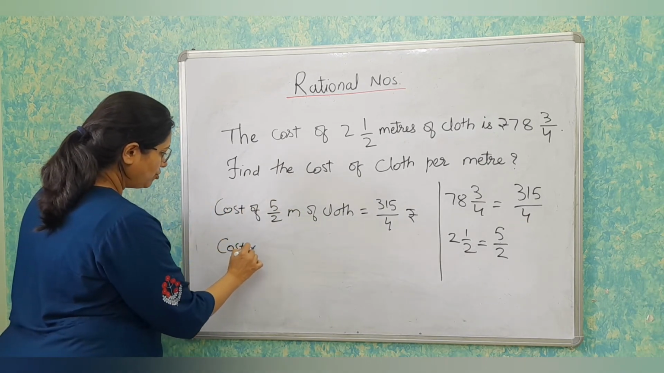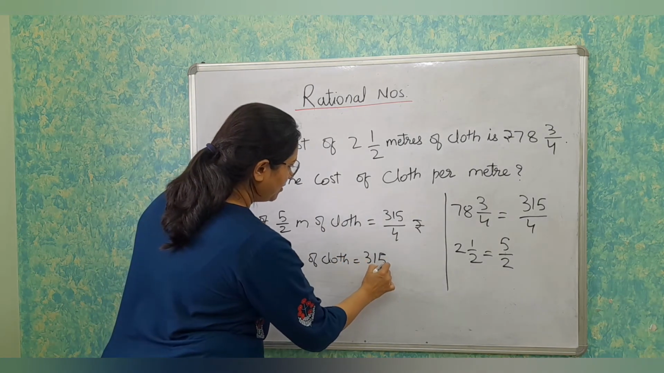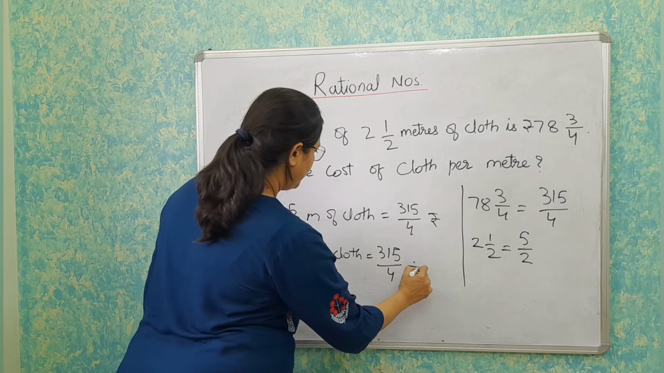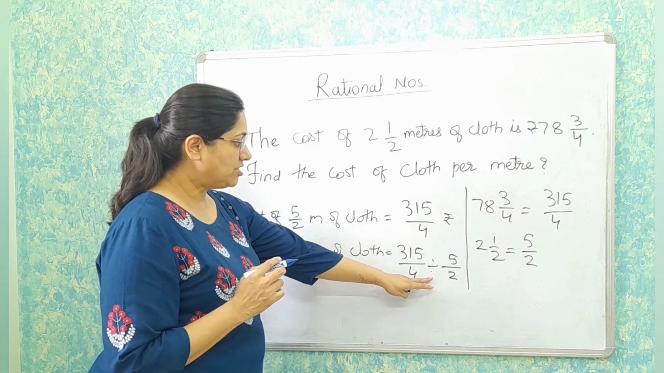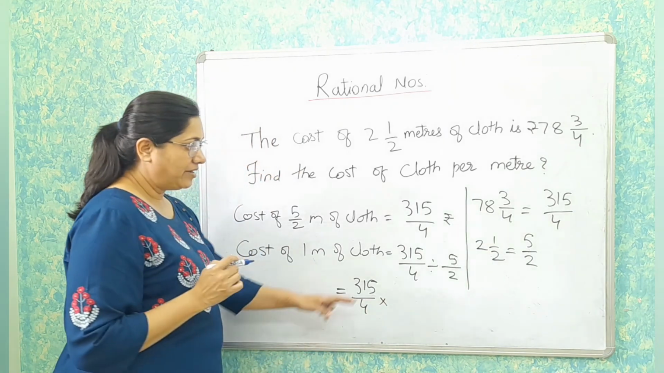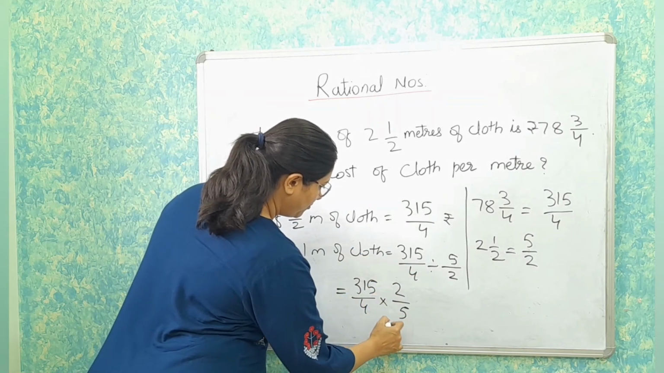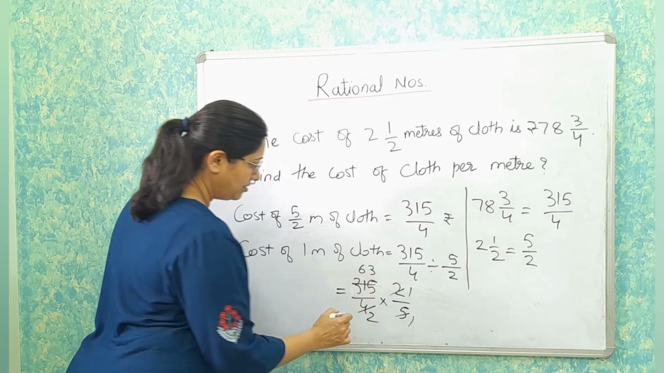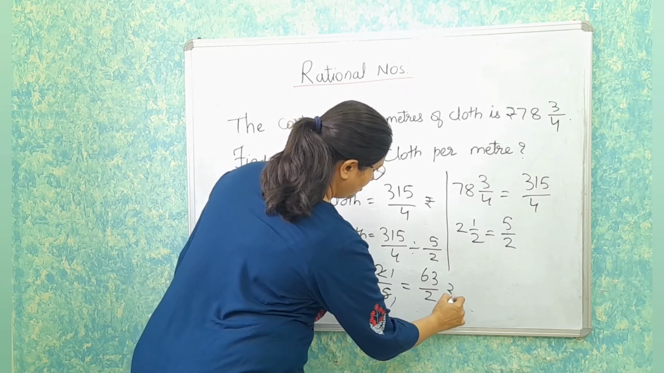So we can say the cost of 1 meter of cloth equals. Now the cost will definitely be less because we are purchasing just 1 meter of cloth, so we have to divide by 5 upon 2. But you know that we cannot divide two rational numbers, so I have to change this division sign into a multiplication sign. So I will write 315 upon 4 multiplied by. Now if I am changing the sign, I have to take the reciprocal of this rational number, so it will become 2 upon 5. 2 ones are 2, 2 twos are 4, 5 ones are 5, 5 6s are 30 and 5 threes are 15. So our answer is 63 upon 2 and our answer is in rupees.